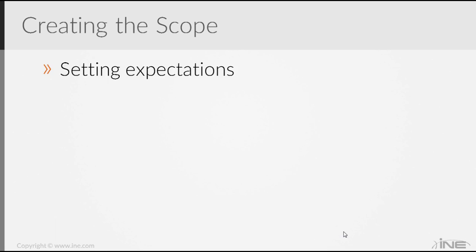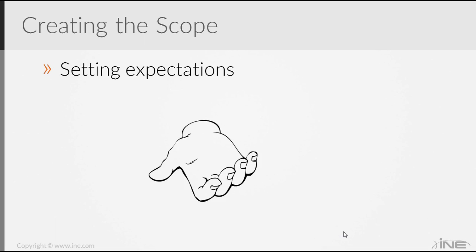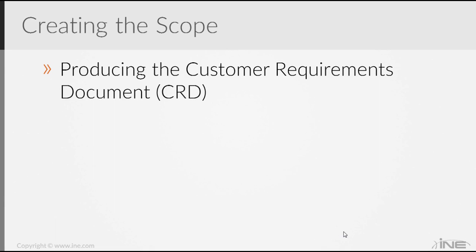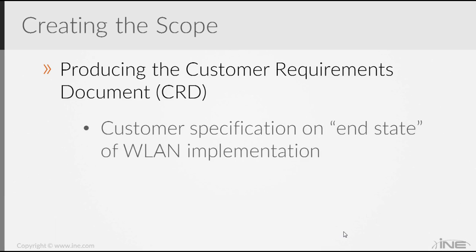Now, for setting expectations, do not overpromise. At the same time, don't get into a situation where you may be introducing what's known in management lingo as scope creep, or adding new requirements after the fact. Having a clearly defined customer requirements document and statement of work should take care of this. The customer requirements document is basically an agreement with the customer that states that you understand their requirements and you both agree on the end state of the wireless LAN implementation.